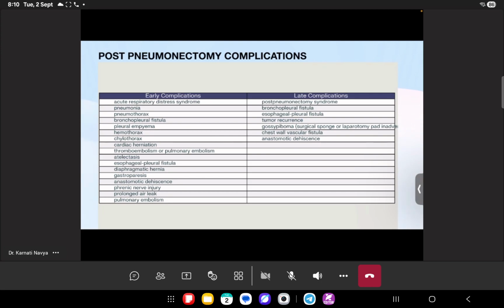And the late complications include post-pneumonectomy syndrome, bronchopleural fistula, esophageal fistula, tumor recurrence, gossypiboma, which is a surgical sponge or laparotomy pad inadvertently present, chest wall vascular fistula, and anastomotic dehiscence.